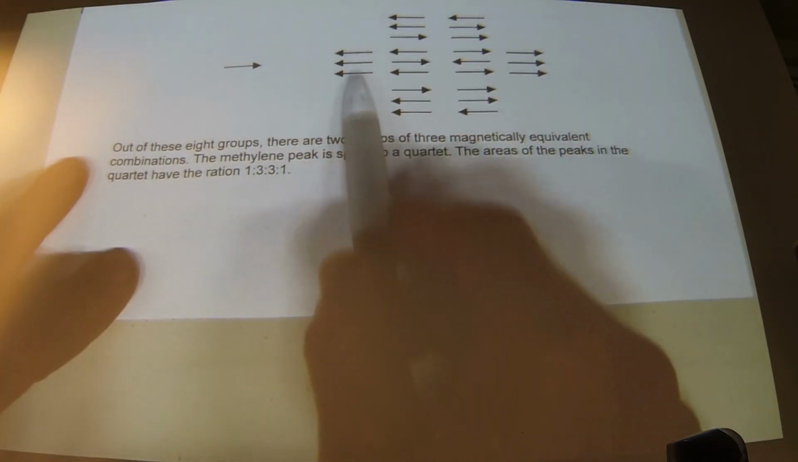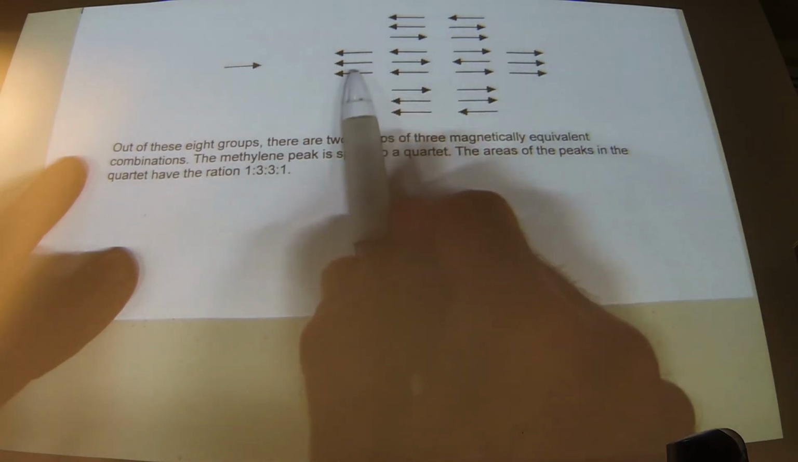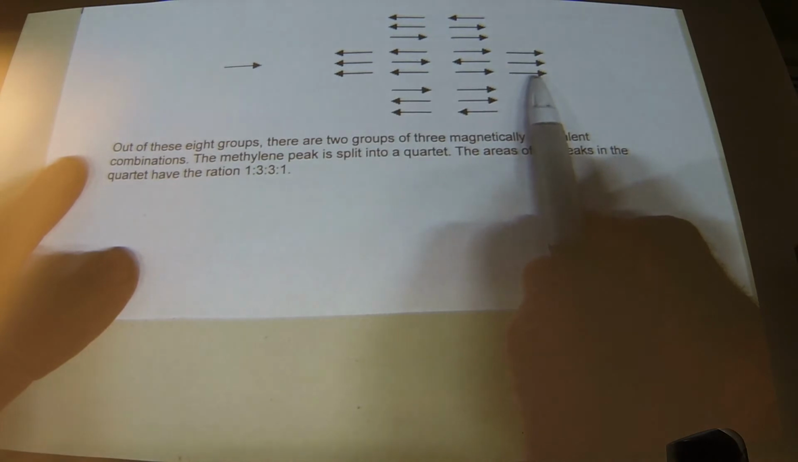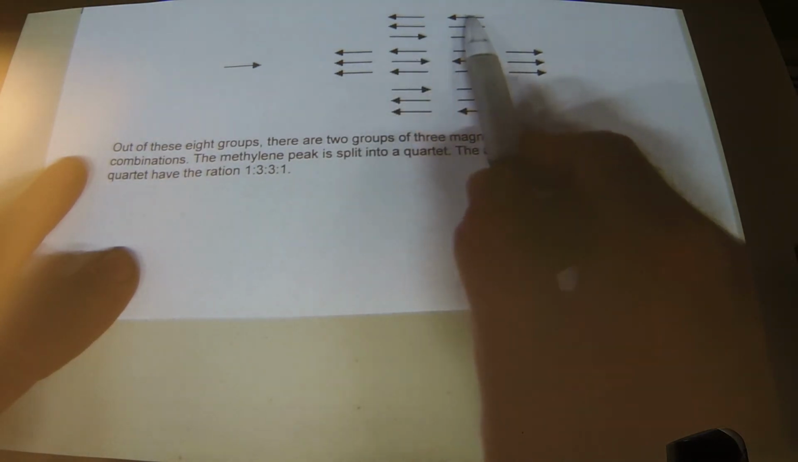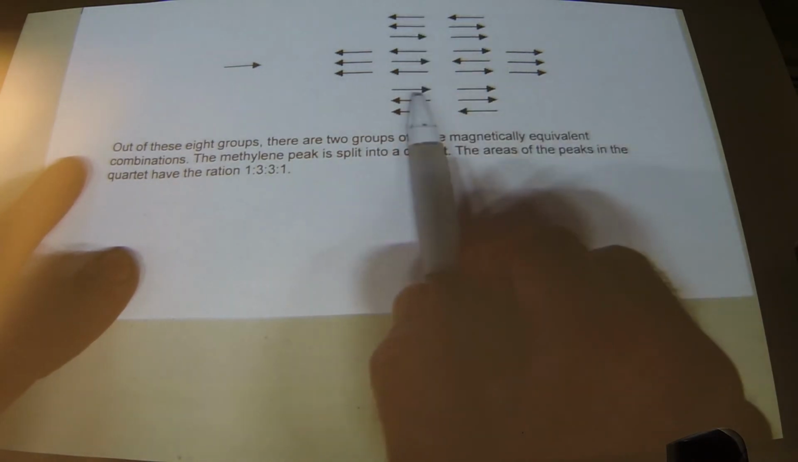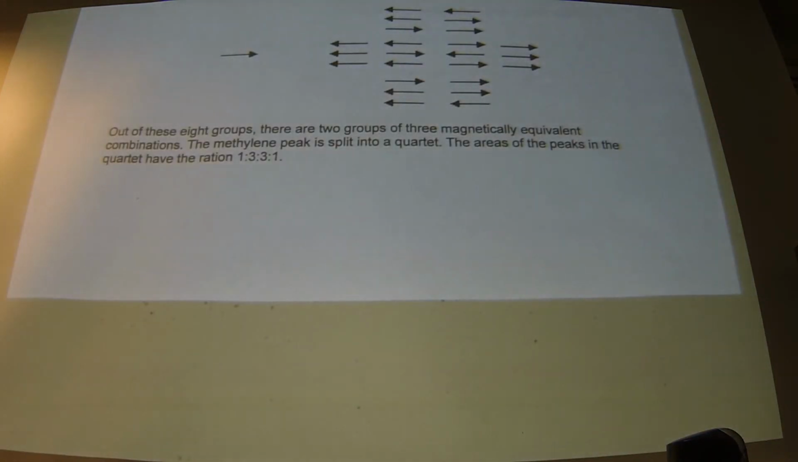Now, put it the other way, if you look at the quartet, if you look at the CH2, then you have 3 spins or 3 fields for each of the methyls. And they can be either all opposed or all aligned, or 2 opposed and 1 aligned, or 2 aligned and 1 opposed. There's 3 ways to do that, 3 ways to do that, so 1 to 3 to 3 to 1. And so that's where this n+1 business comes from.